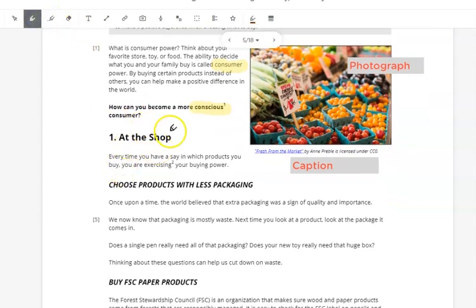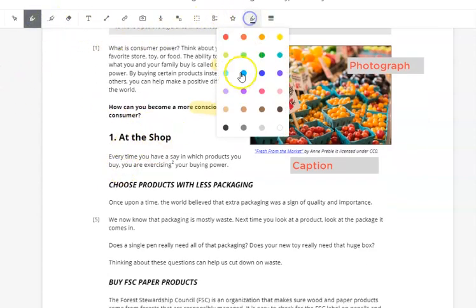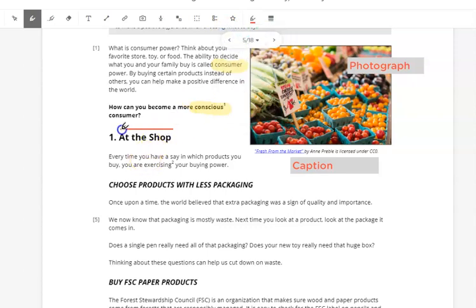Let's circle our first heading. Let's circle that in red. Our first heading is "At the Shop." Every time you have a say in which products you buy, you are exercising your buying power. Choose products with less packaging. There's another subheading that is underneath the larger heading, so we call it a subheading.